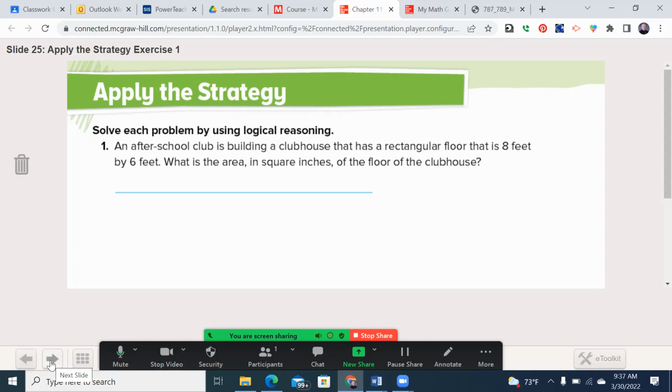It says an after-school club is building a clubhouse that has a rectangular floor that is 8 feet by 6 feet. What is the area in square inches of the floor of the clubhouse? It's a big answer. What you would do is actually go 8 times 6, which is 48. That is going to give you the area in feet. And then you're going to have to multiply that by 12 inches per foot. We get 6,912 square inches.